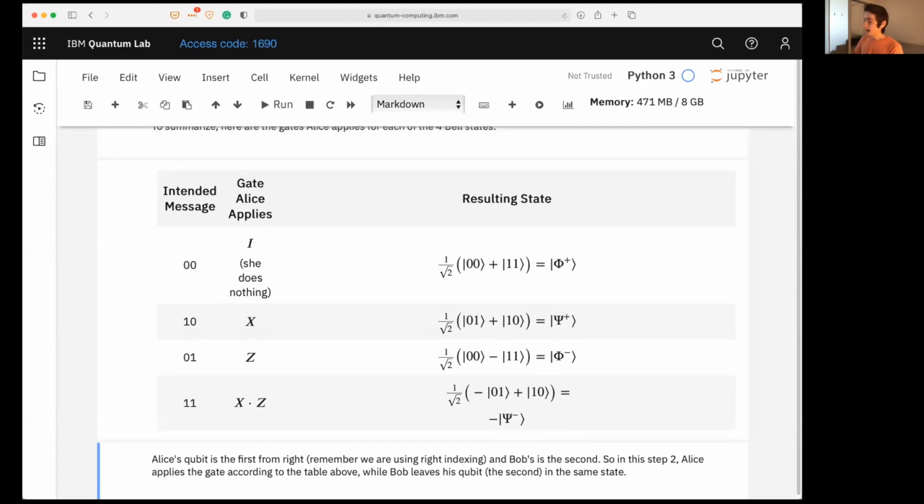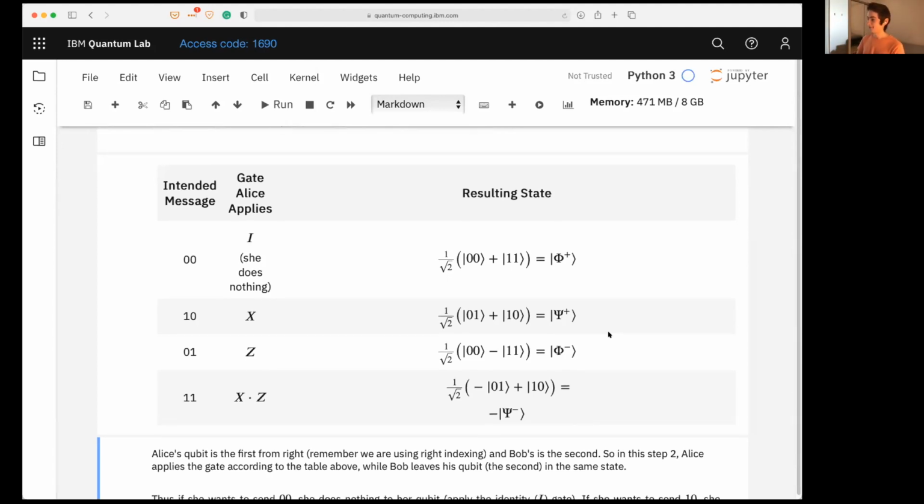So somebody asks, how does the resulting state translate into the intended message? That's going to be step 5. So we will get there. I'll just say, hold on to that question for now.